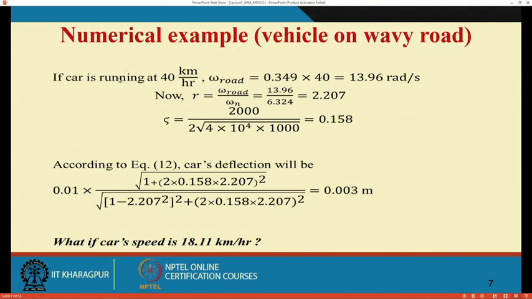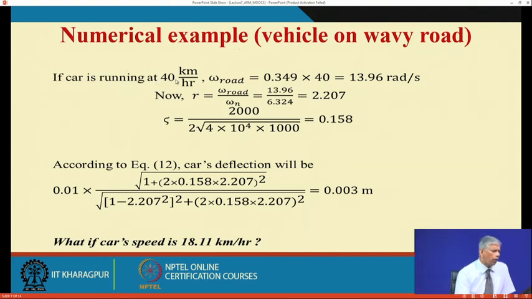If a car is running at 40 kilometers per hour, omega p comes down to 13.96 radians per second, and r is equal to omega p, which is the external forcing frequency, divided by omega n. It comes out to be 2.207, and zeta is equal to this. If you go to the very first equation, we will see if this is my x1, I substitute this. So, this is the displacement of 0.003 meters.